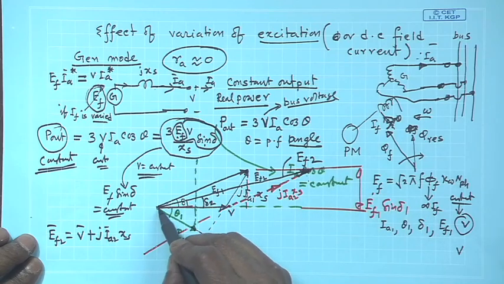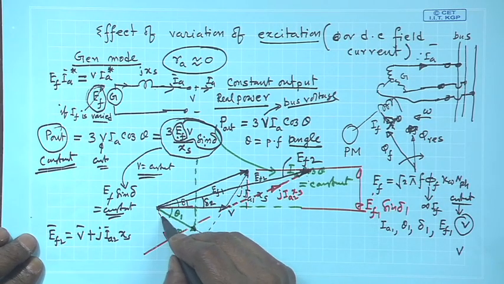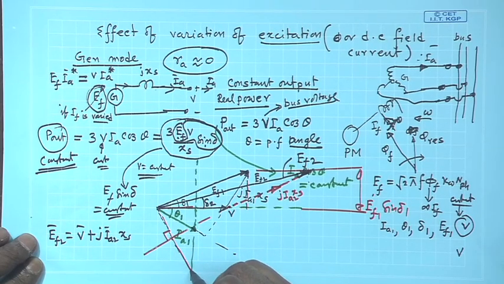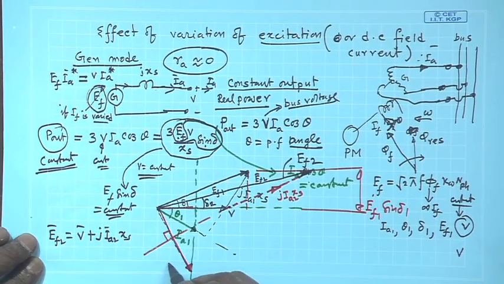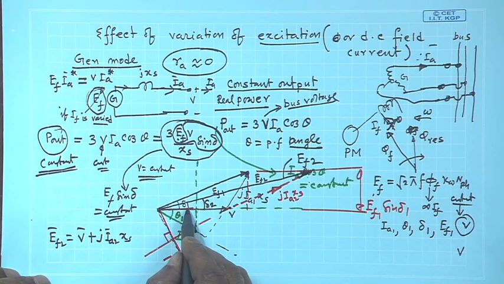Therefore, I a 2 must be perpendicular to this. This must be the direction of I a 2, but the tip of I a 2 must lie on this green line. So, this will be your I a 2. And this will be your new power factor angle theta 2.